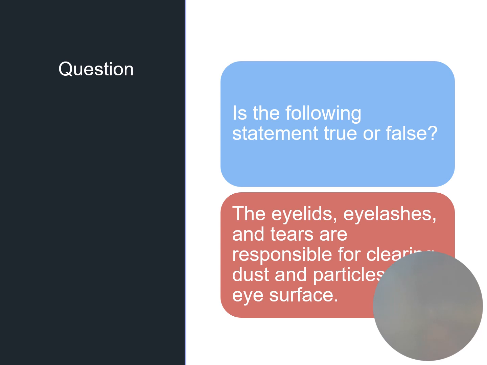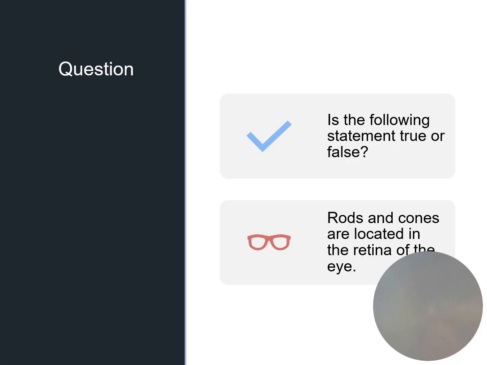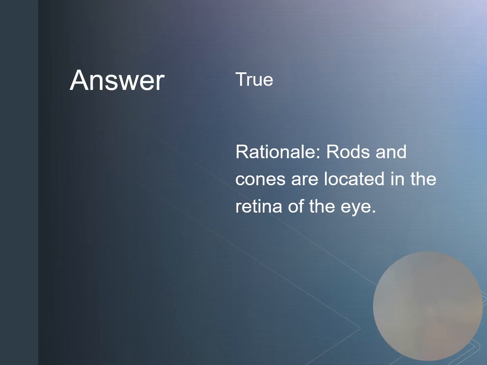True or false? The eyelids, eyelashes, and tears are responsible for clearing dust and particles from the eye surface. This is false. It's blinking that does that. True or false? Rods and cones are located in the retina of the eye. This is true.